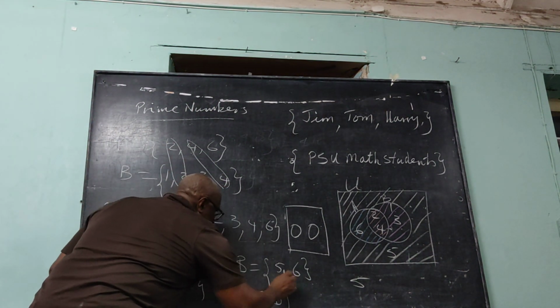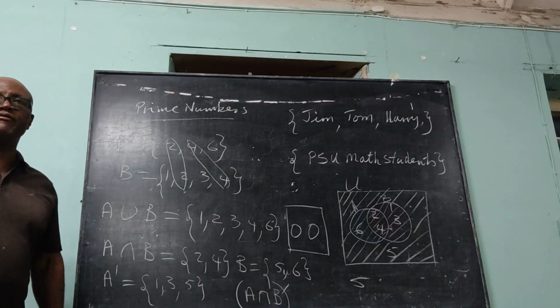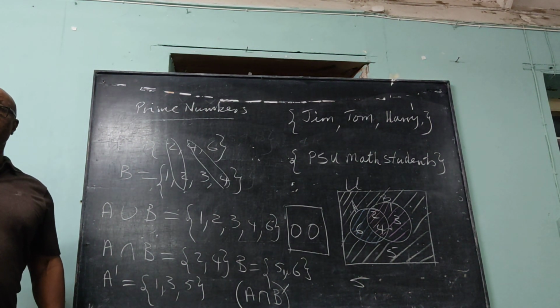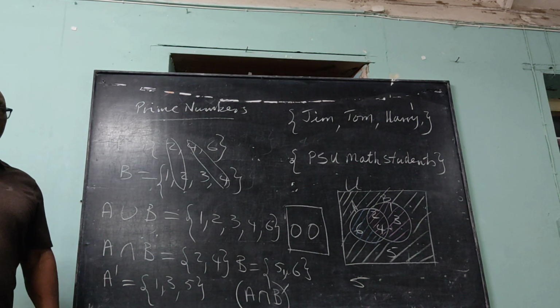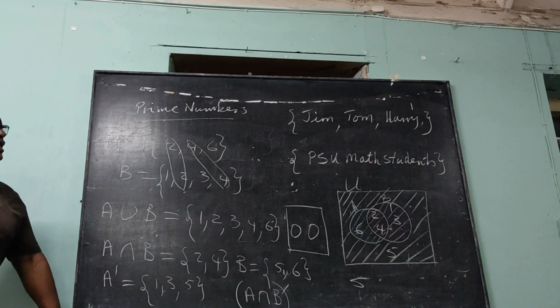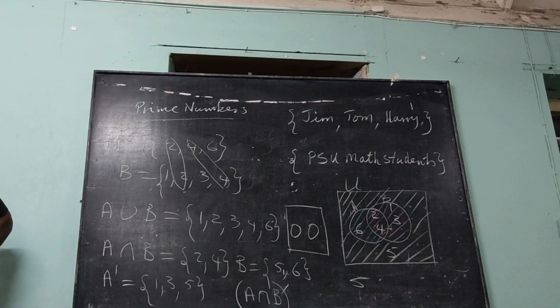Complement. Complement of A and B. That's what he said. That's what he meant? Yeah, that's all. Okay. So you tell me what the answer is. That will be 6, 1, 3, and 5.